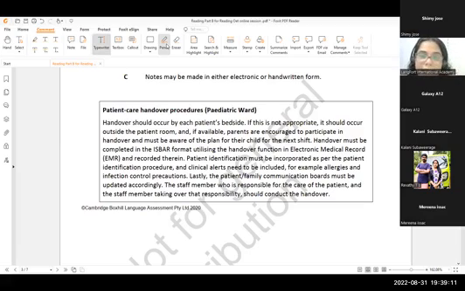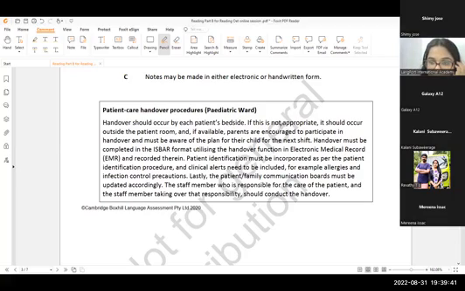That's it. Kalani, can you unmute yourself and read the heading and the first sentence for me? Patient care handover procedure, pediatric ward. Okay. Patient care handover process. So they're talking about handovers in the pediatric ward. Yes, Kalani, continue. Handover should occur by each patient's bedside. Bedside. Yeah.